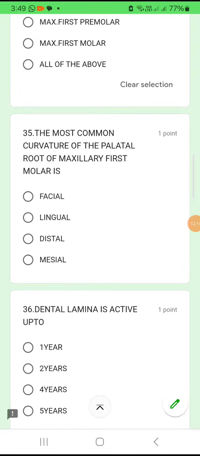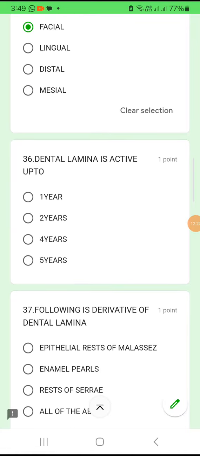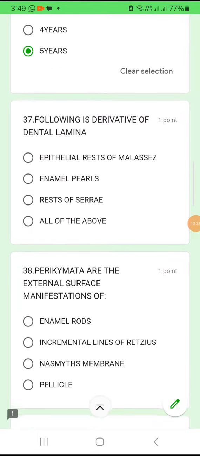Okay. Question number 35. The most common curvature of the palatal root of the maxillary first molar is? Okay. So, most of the times the curvature of the palatal root is towards the facial side. Okay. Option A is the right answer. Dental lamina is active up to how many years? So, the dental lamina is active up to 5 years. Okay. Question number 36. Option D.